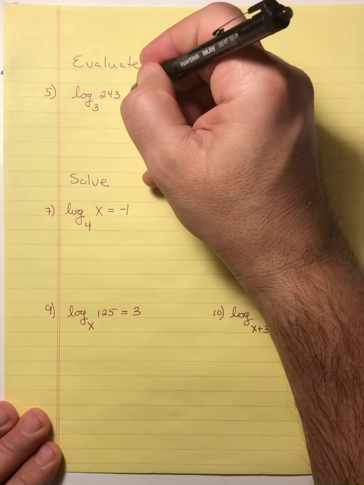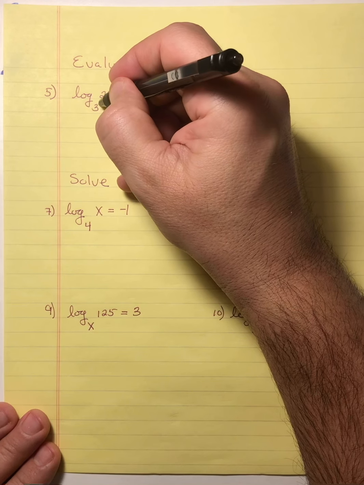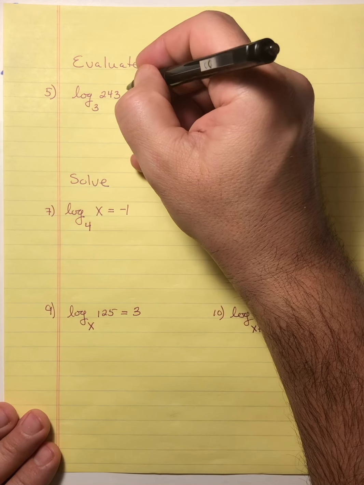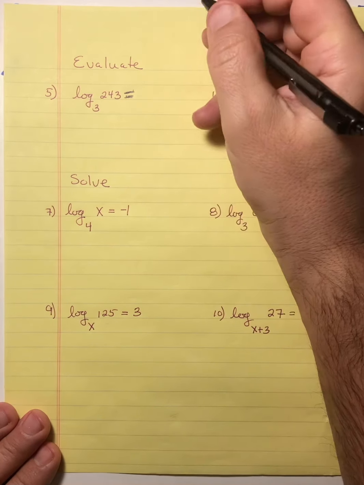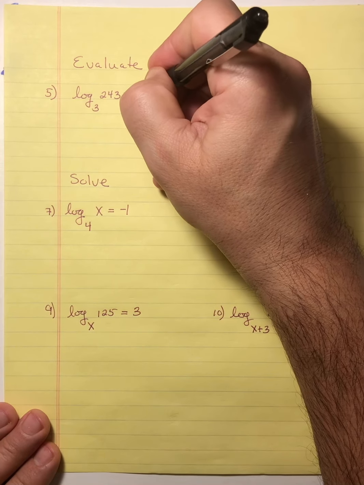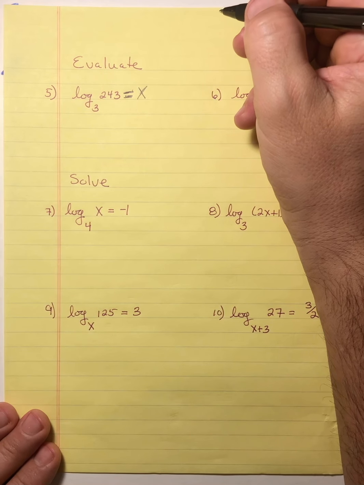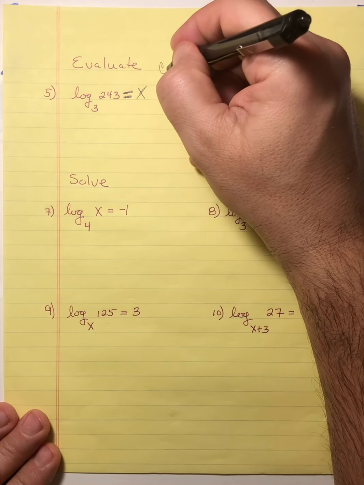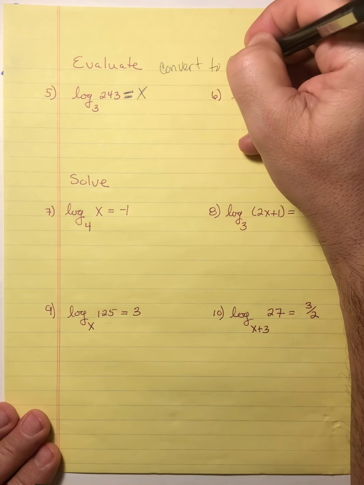Okay. So this is the base. Here's the number. We just have to figure out what's the exponent. Isn't that correct? Okay. So if you need to, pick your favorite letter. Say it's going to be equal to x. And then all I have to do is literally, we're going to convert to exponential form.